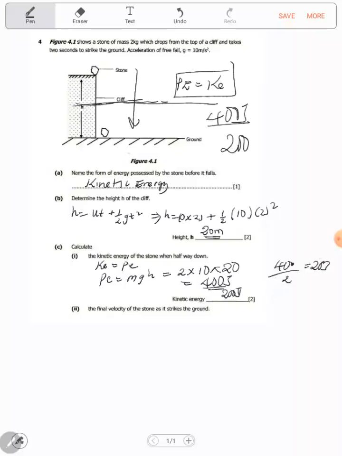This means potential energy is equal to kinetic energy. 200 joules is equal to 200 joules. So that when you add this, it will give you 400.